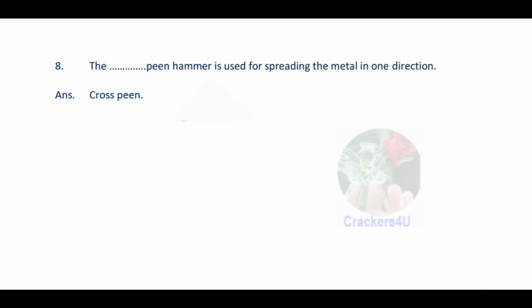The dash pin hammer is used for spreading the metal in one direction. Answer, cross pin. The cross pin hammer is used for spreading the metal in one direction.